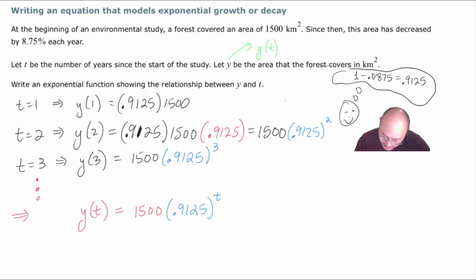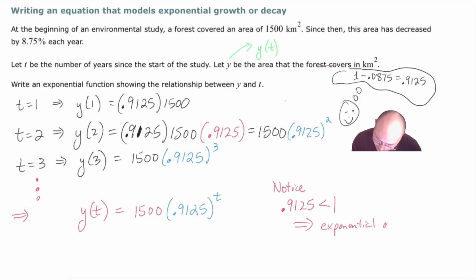Notice that the base, the decimal 0.9125, is less than 1. And what kind of model do we have then when the base is less than 1? This is going to be exponential decay, which means that the amount of forest is actually decreasing. And so the mathematical model is actually indicating that. Why don't we circle our answer?